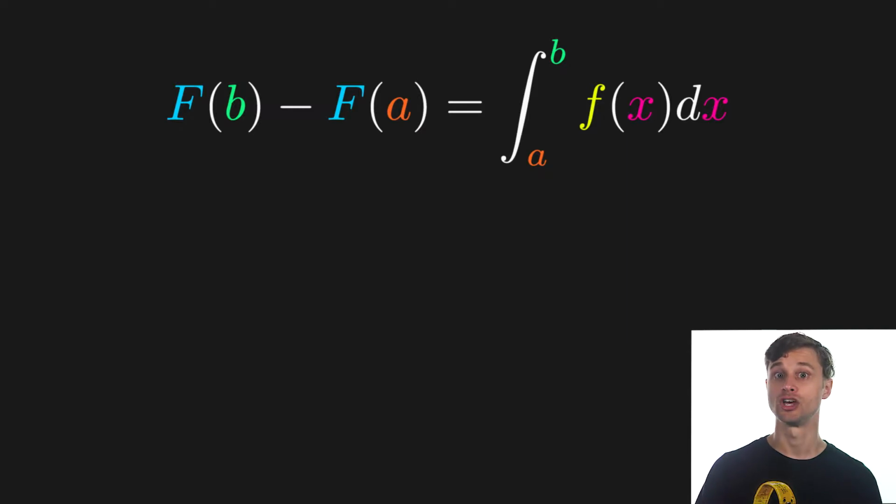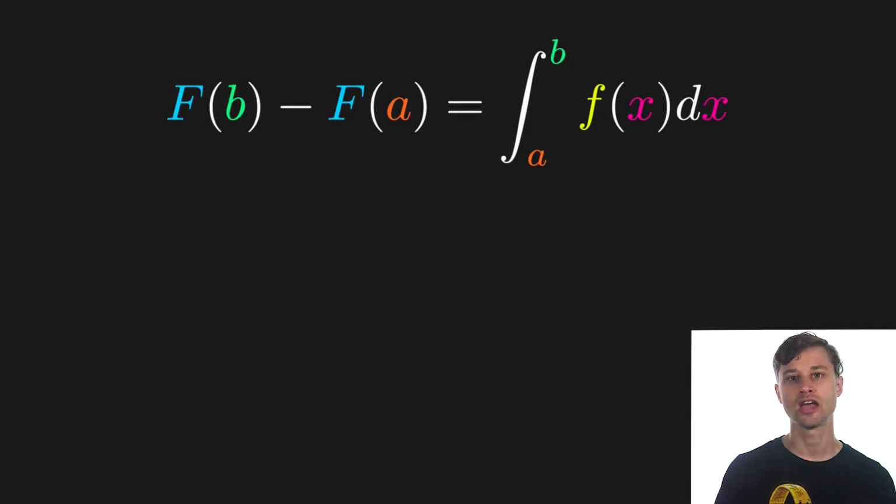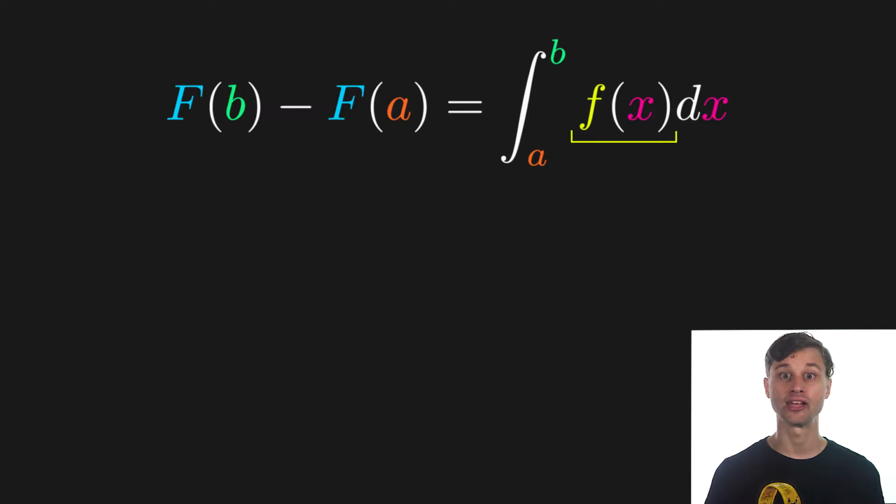But taking a look at this notationally, we can see that we have an integral symbol here. We have an integrand, which in this case is lowercase f of x. And we have limits of integration, which are a and b. Also, we have an integration element, dx in this case. x is our variable of integration.